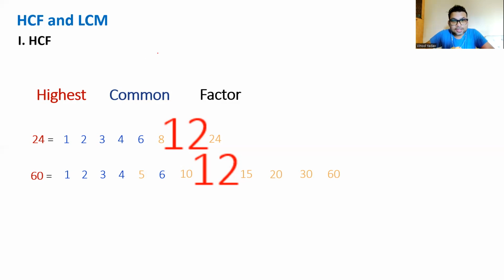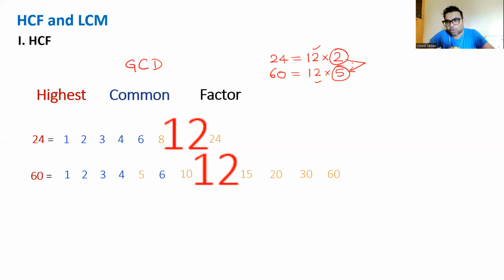HCF is also called GCD, greatest common divisor. So 24, I can write in terms of their HCF as 12 into 2 and 60 is 12 into 5. Can you see this 2 and 5? These remaining numbers, 2 and 5, don't have anything in common, because whatever common was there, we have already extracted, and that is 12. So we can say nothing is common.